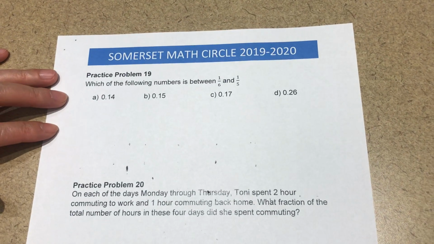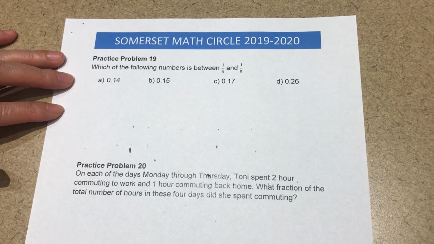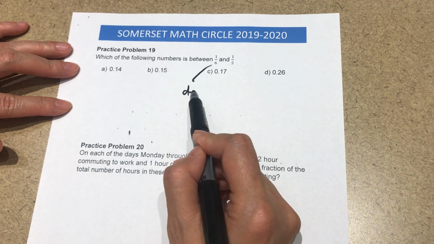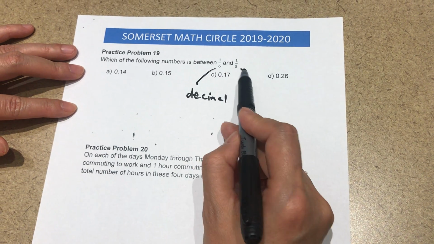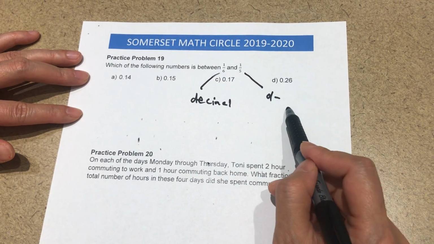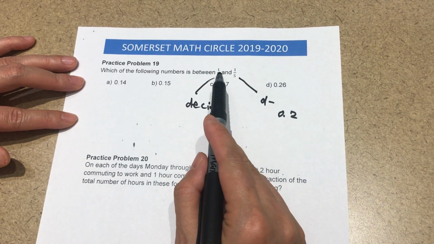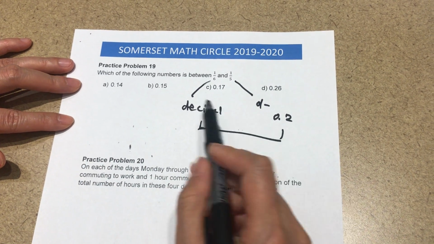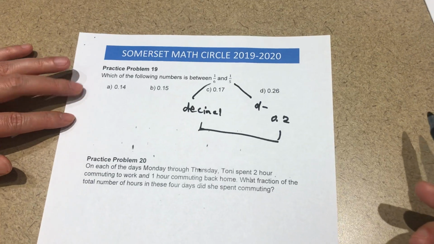19. Which of the following numbers is between 1/6 and 1/5? So we have to carry this out, 1/6 in decimal and 1/5 in decimal as well. 1/5 in decimal is just 0.2. So carry out 1/6 in decimal, then you will find the range between these two numbers and find out which is the right answer.